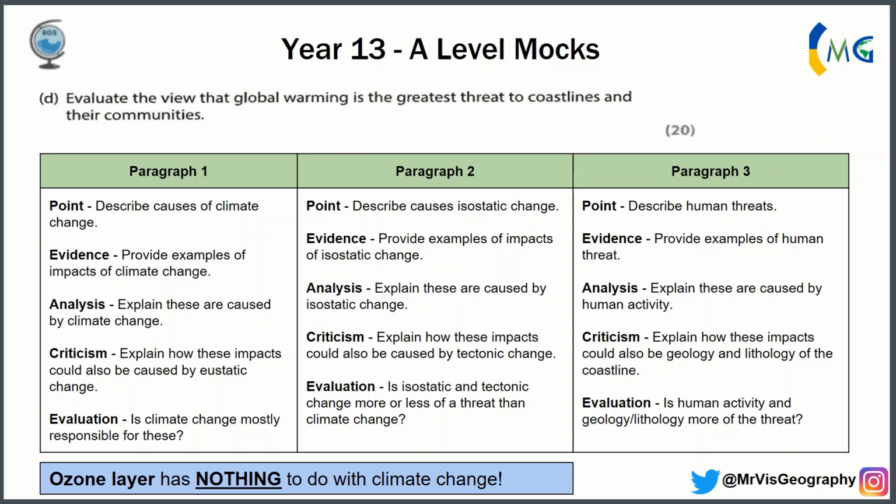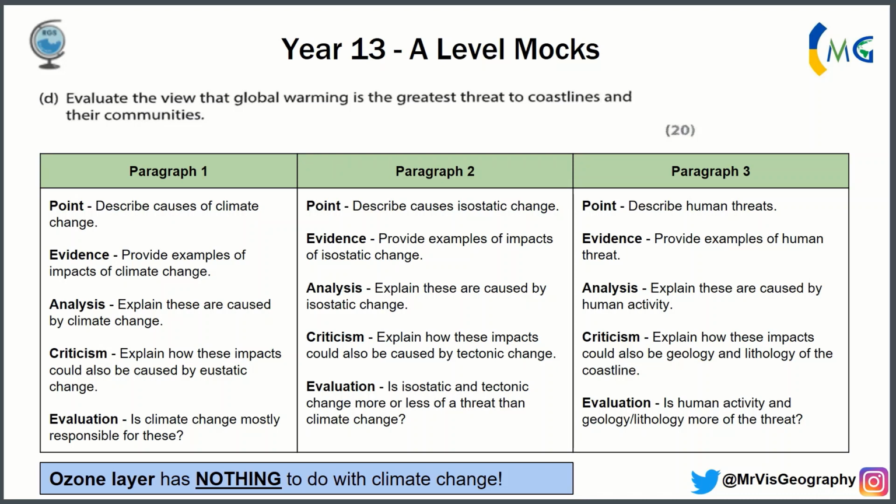And then again, tell me, however, another factor that would cause a threat to the coastline is the quality of the geology of the rock. The lithology, whether it's a concordant or discordant coastline, arguably has more of an impact, to some extent, than climate change. Then evaluate how much you agree they have more or less of an impact than climate change. So it's a huge amount of stuff you can talk about.